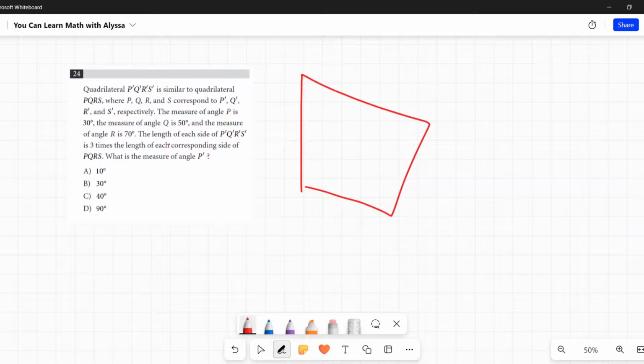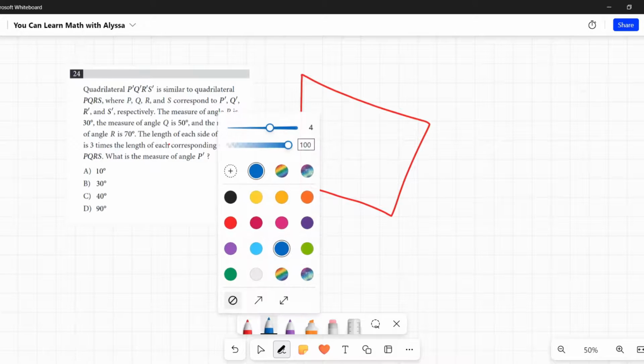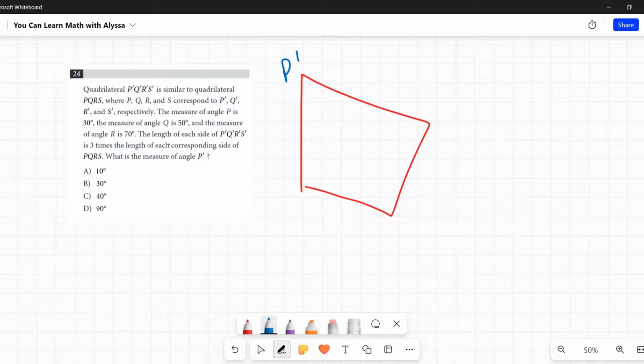Do something like this. I don't know if that is anything like it. The odds are not in my favor. It looks like it's going to be very different from what the actual quadrilateral is, but I'm just doing this so that I can have a nice point of reference for it. So I am going to label this as my prime 1, P prime, Q prime, R prime, S prime.